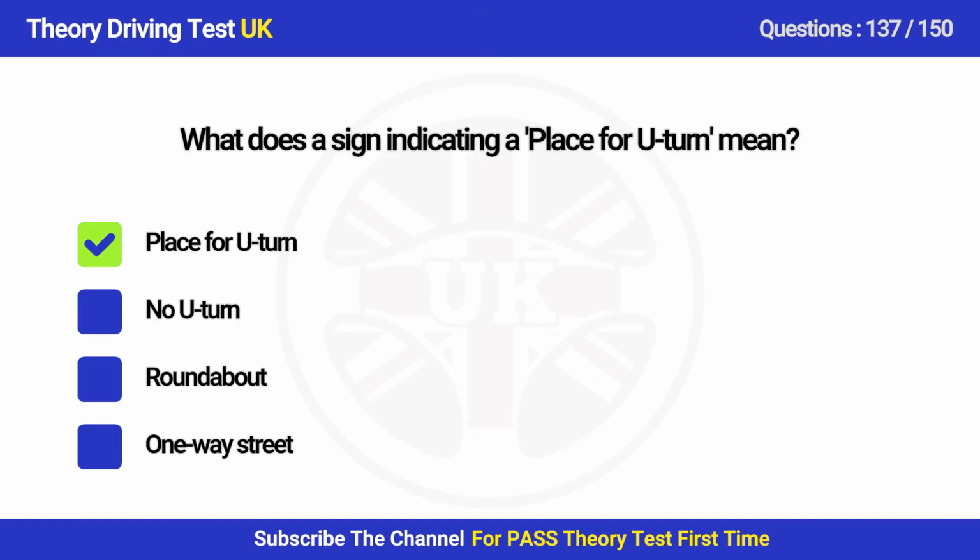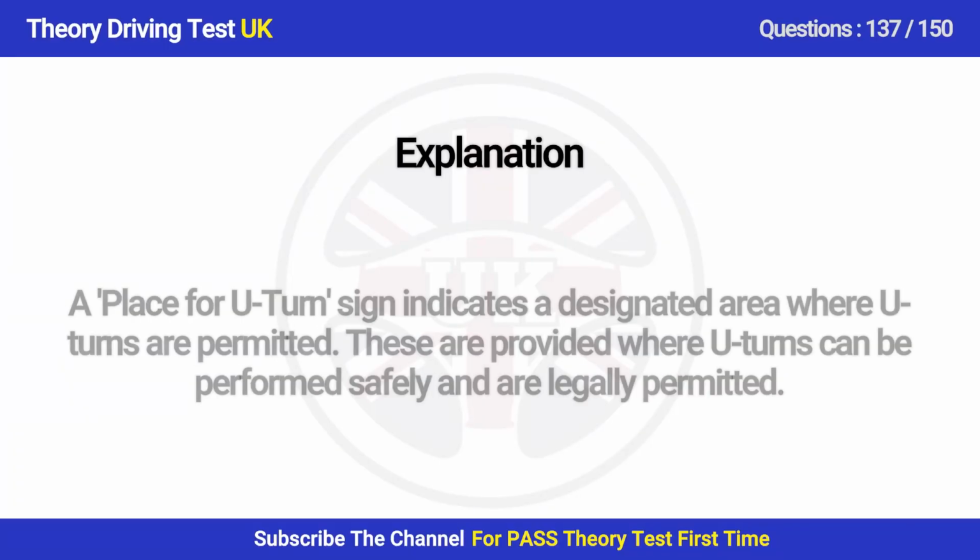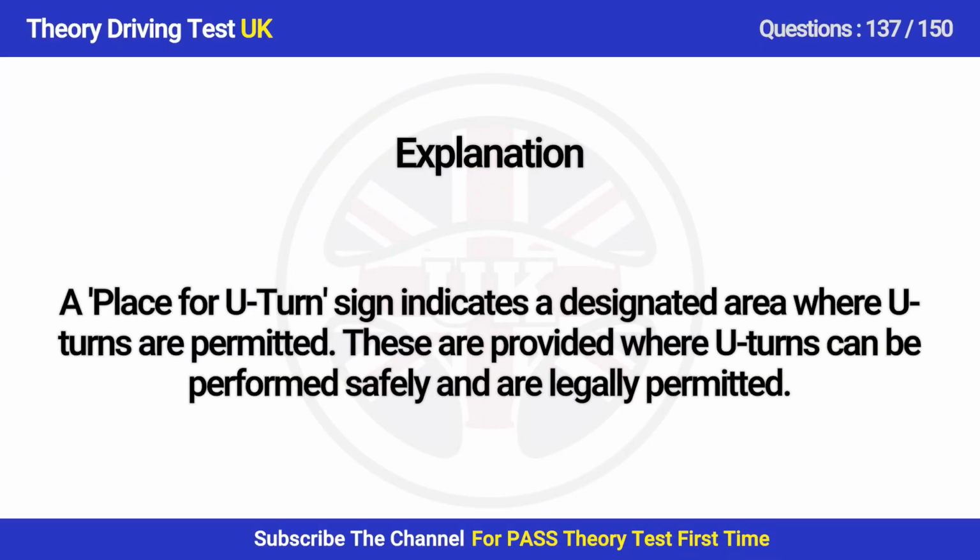Answer is A. Place for U-turn. A place for U-turn sign indicates an area where U-turns are permitted. These are provided where U-turns can be performed safely and are legally permitted.